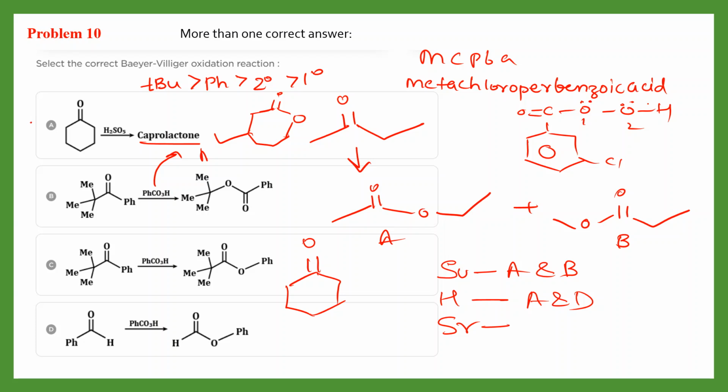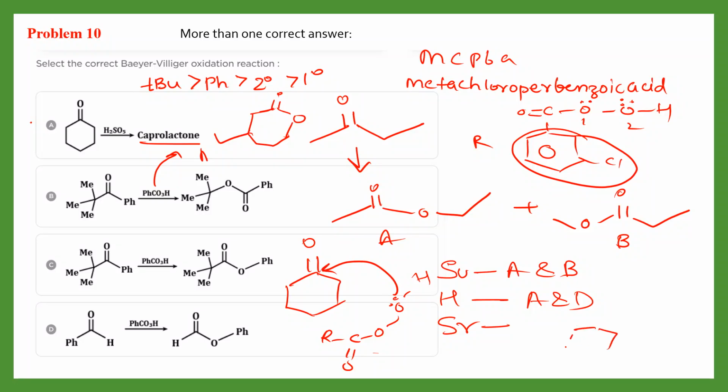Correct. You have your peracid. Let me name this R, okay, for simplicity purposes. So RCOOH. I have told you this is your nucleophilic oxygen, so this is going to attack here. O negative, O H positive, O C O R.